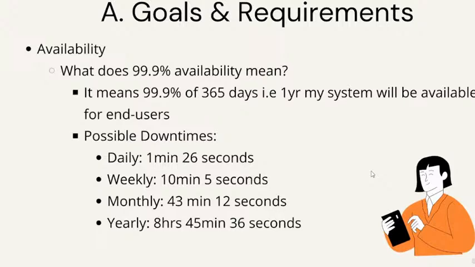So my possible downtimes are as follows. Daily, 1 minute 26 seconds. Weekly, 10 minutes 5 seconds. Monthly, 43 minutes and 12 seconds. And over a period of 365 days, that is 1 year, I can expect to have a downtime of roughly 8 hours 45 minutes 36 seconds if I'm claiming that my system has 99.9% availability. Now if you understand this, let's take a look at step 2 in system design.